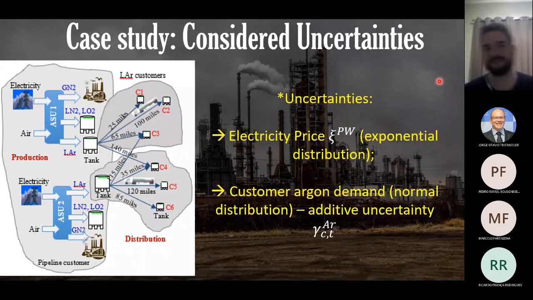I'm talking about the uncertainties that I gave to the problem. The first uncertainty that was based on data was the electricity price. And based on the data that was given to me, it had an exponential distribution, okay? And the other uncertainty is the customer argon demand that follows a normal distribution, and it's an additive uncertainty in the problem, okay? I just said that it is a normal distribution because I have the power to manipulate its value within bounds.